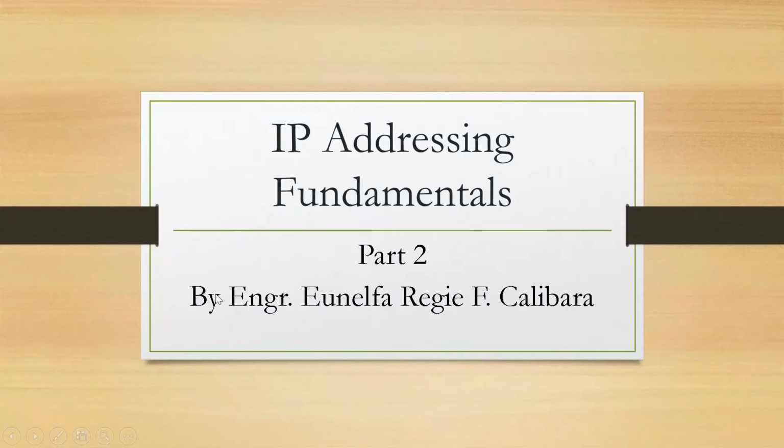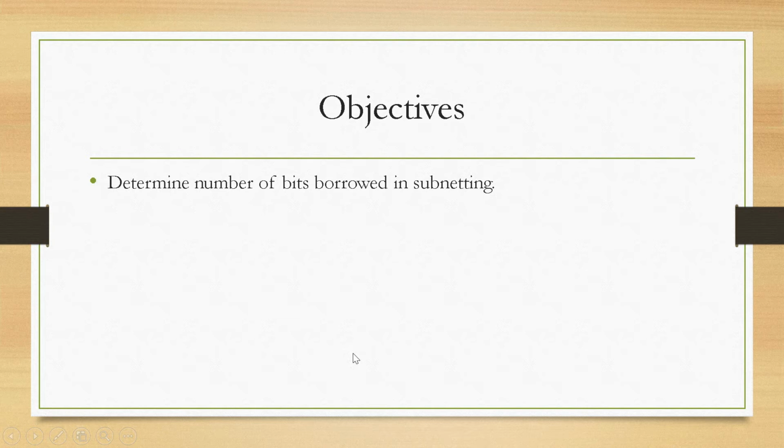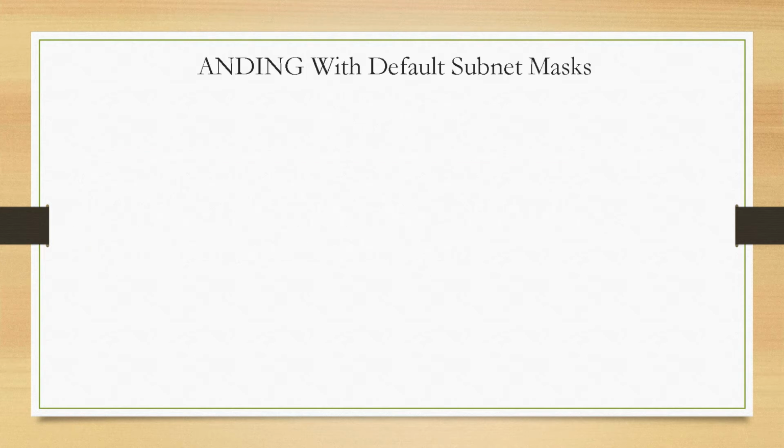Continuing with part 2 of IP addressing fundamentals, our objectives will be to determine the number of bits borrowed in subnetting, calculate the number of subnets, host addresses, and usable addresses, and also identify subnet ranges or host address ranges. Ending with the default subnet mask.